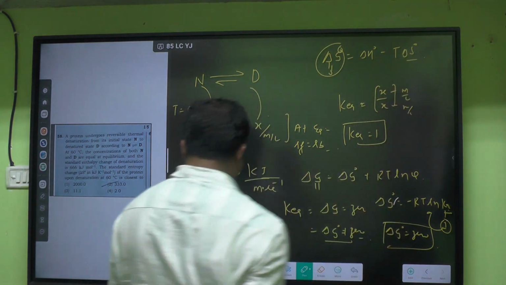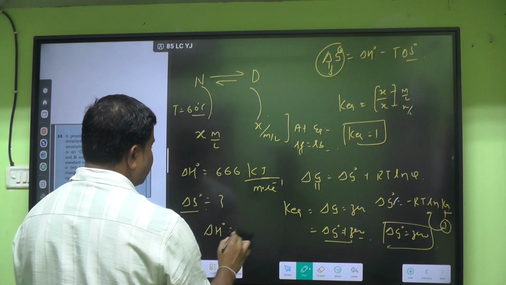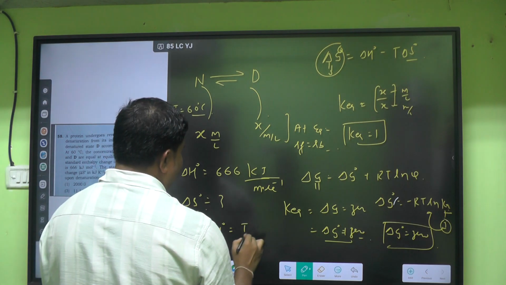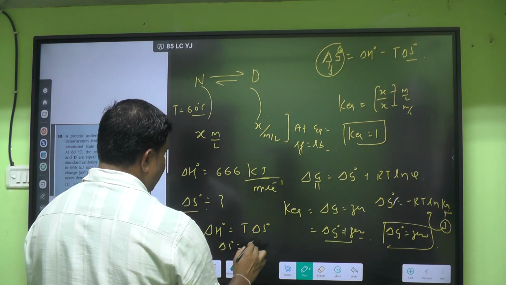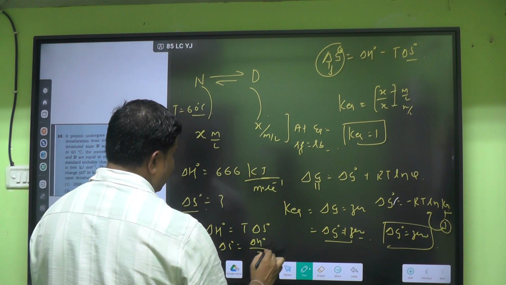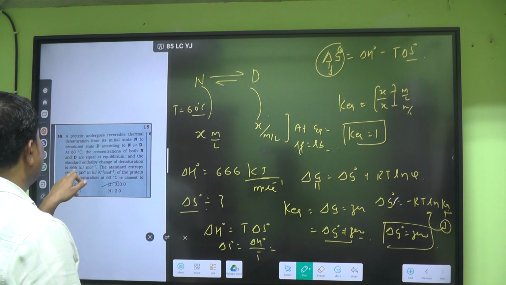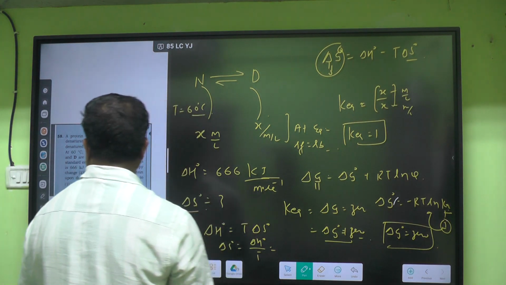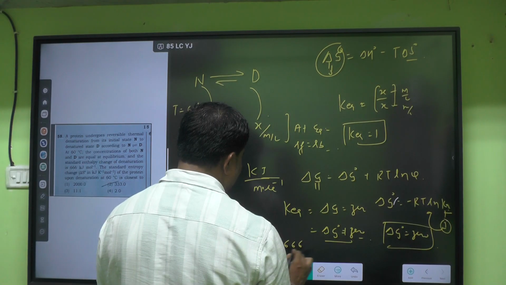So what is the formula? It becomes del H naught is equal to T into del S naught. T into del S naught is equal to del H naught divided by T. What is del H naught here? The value is given as 666 kilojoule, and they are asking in kilojoule. Both are kilojoule, so no conversion is required.